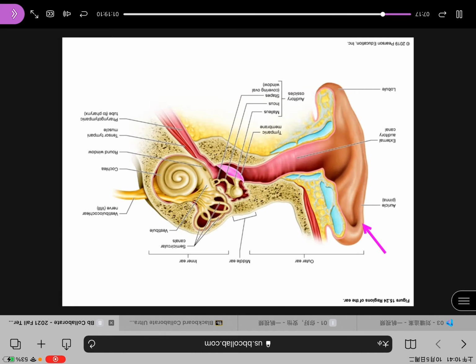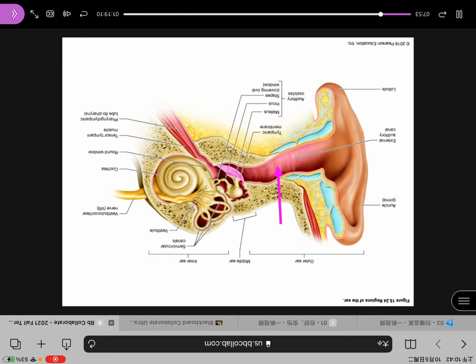Let's take a look at another important structure in the outer ear. The next structure that we see here is this canal, that canal that everyone likes to scratch and put their fingers in when it's itchy. Sometimes there's water in there. However, that canal is called the external auditory canal, also known as the external auditory meatus. Some books even call it the external acoustic meatus.